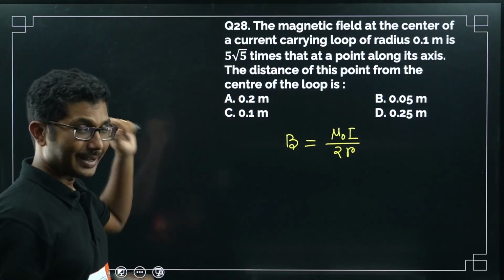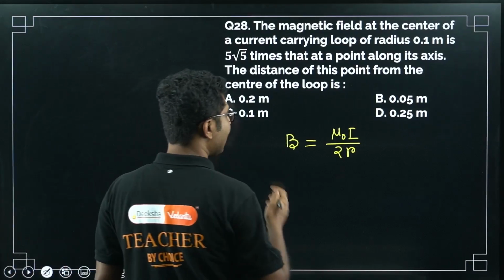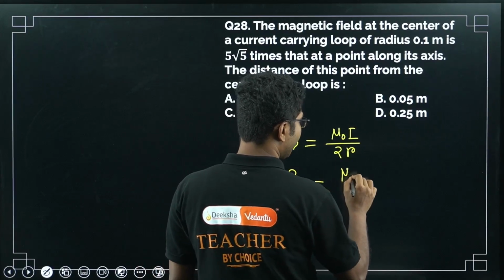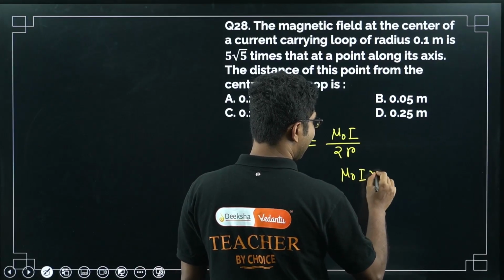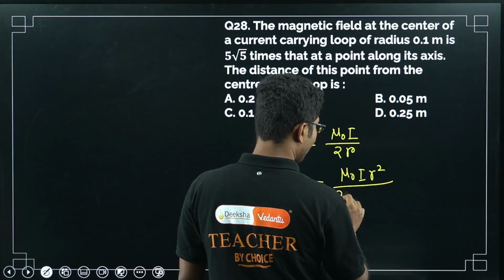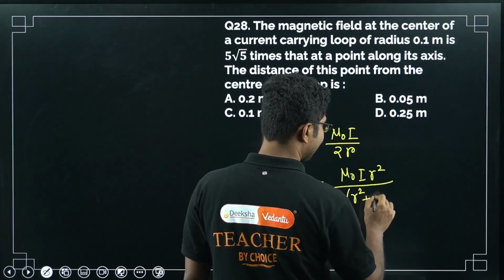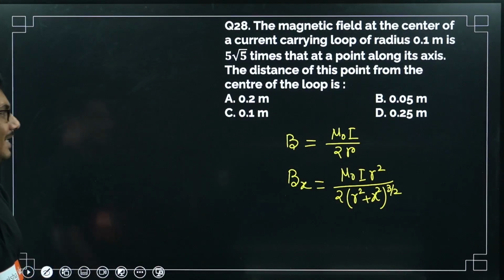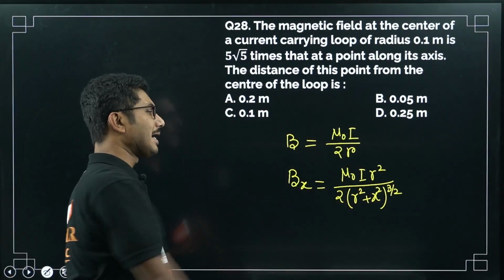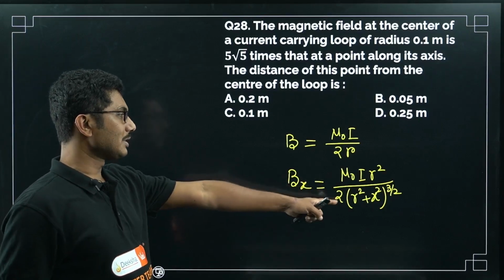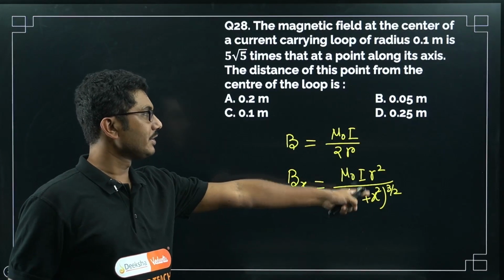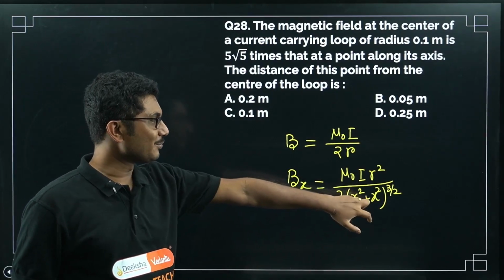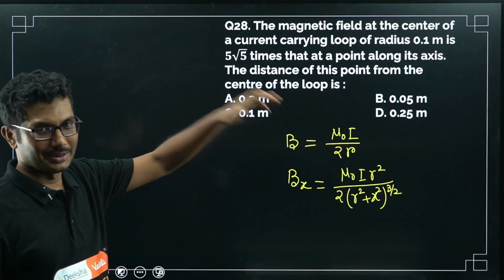So mu naught I by 2r is the magnetic field at the center of a current carrying loop. There was some n, you can write that as n, but n is not required here. And at some point on the axis, it is mu naught I r square divided by 2 times r square plus x square to the power 3 by 2, right? So these are the two formulas that you can remember. But if you remember only this, put x equals 0, you will get this value. It is very hard to believe that this complicated formula, if you put x equals 0, becomes so simple, right?